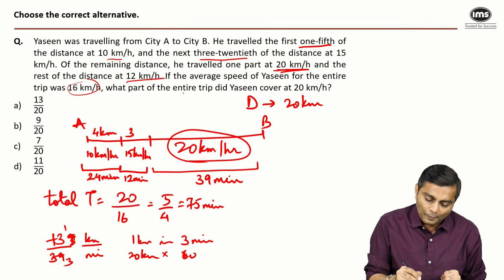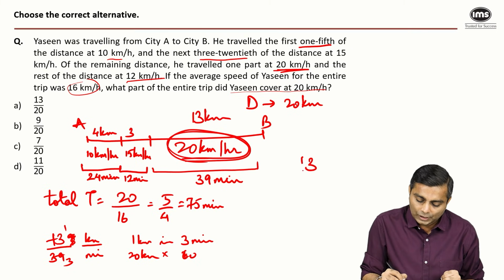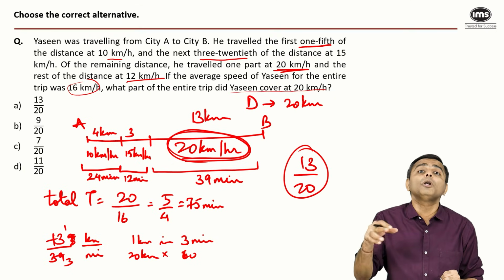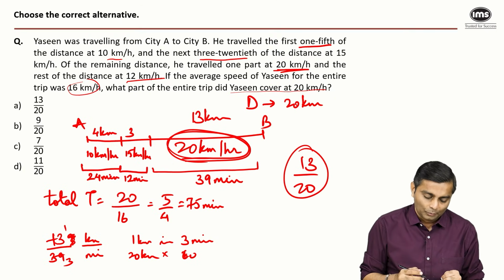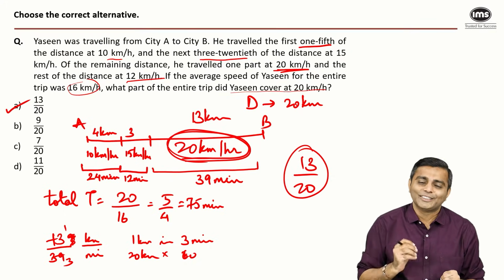So what have they said? What part of the entire trip did Yasin cover at 20 kilometers per hour? So Yasin has covered 13 kilometers at 20 kilometers per hour. So we are going to say 13 by 20 of the whole trip he covered at 20 kilometers per hour. Do we have that in the options? Yes. So option A is going to be our answer.